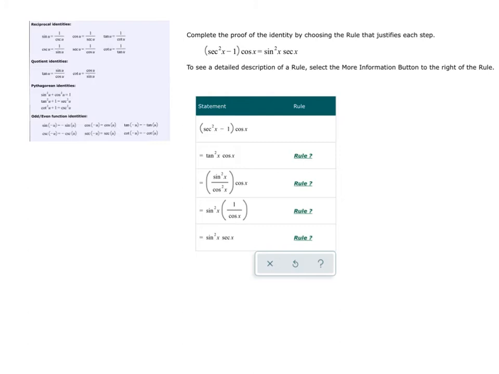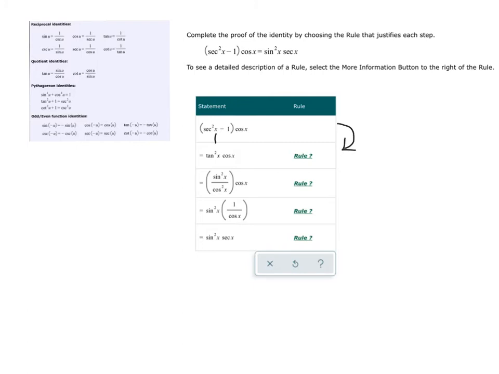So the first thing they did, from here to here, secant squared x minus 1 became tangent squared x. So that's the only difference that I see. Cosine is still the same.